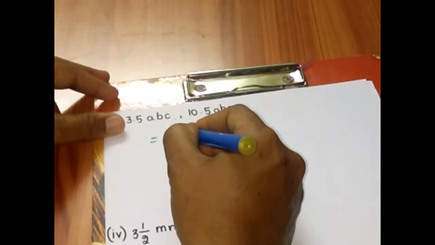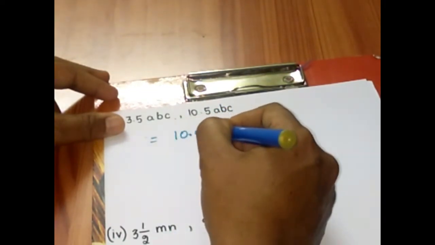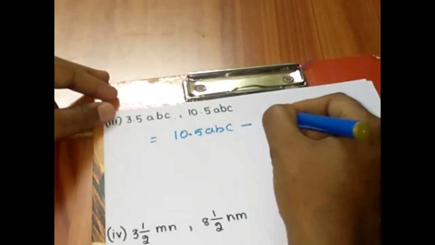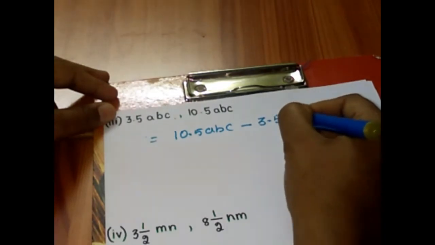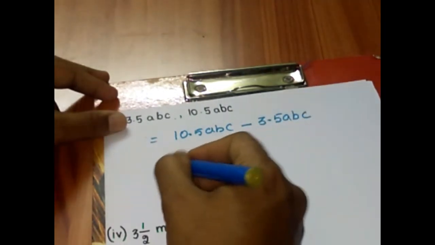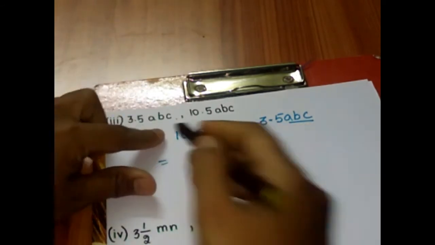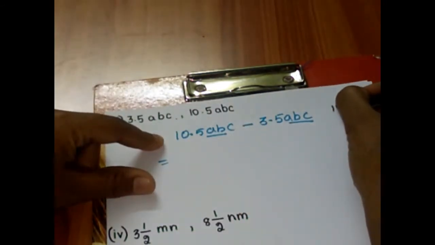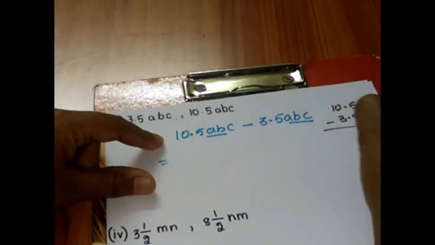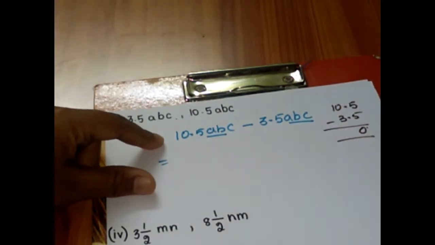Second term is 10.5ABC minus first term is 3.5ABC. Look at the coefficients. ABC, ABC. Are they not same? Yes, they are same. 1 plus 1 minus. So subtract it. 10.5 minus 3.5. 5 minus 5 is 0.